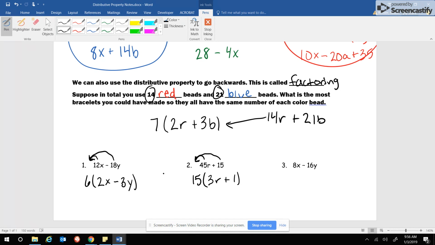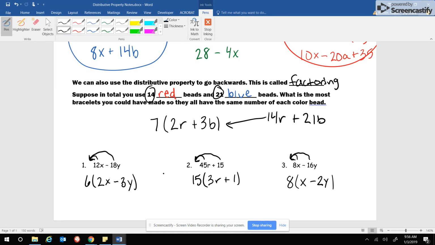And then my last one, I have 8x minus 16y. Well, 8 is my biggest number. And I know 8 divided by 8 just leaves me with 1x. So I'm just going to put an x, keep my subtraction sign, and then 16 divided by 8 is 2. So I have 2y. So that is the distributive property right there.